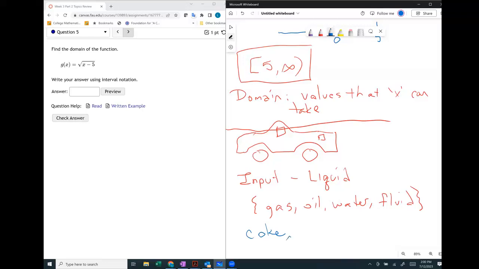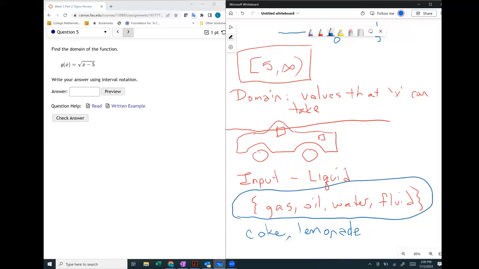I can't input lemonade, right? There's many liquids that I cannot put in my car. But there are liquids that I can put in my car. The domain is the liquids that I can put in my car. These are things that I have to exclude, liquids that I have to exclude. Did that make it more clear or less clear? Yeah, you cleared it up.